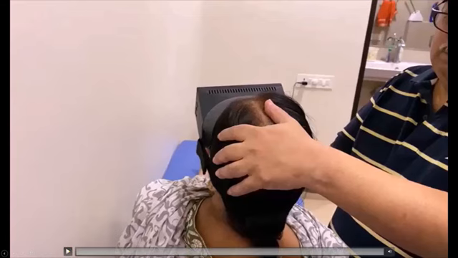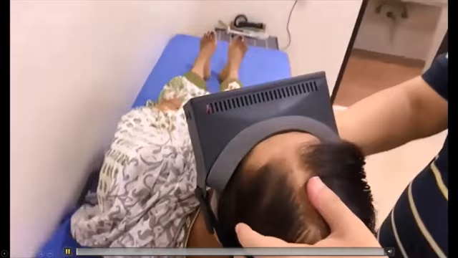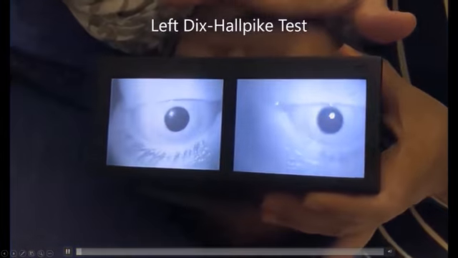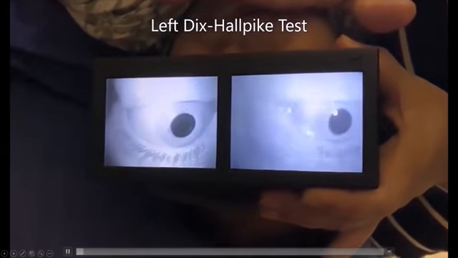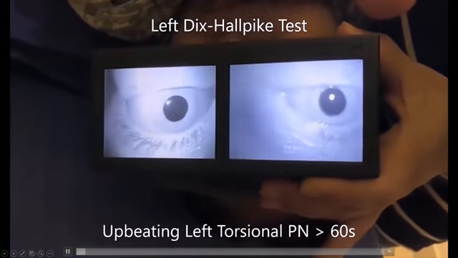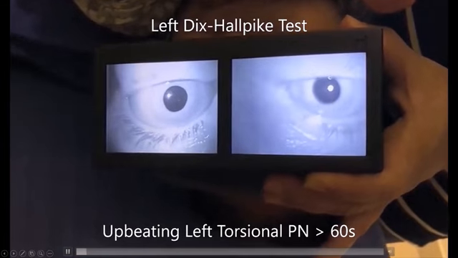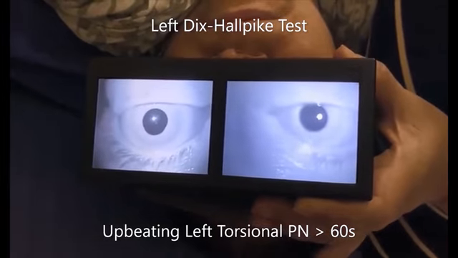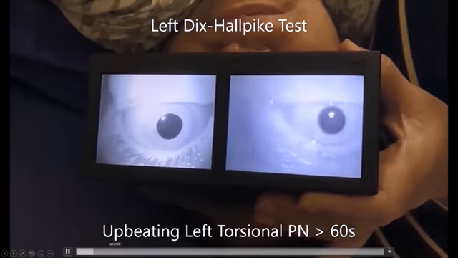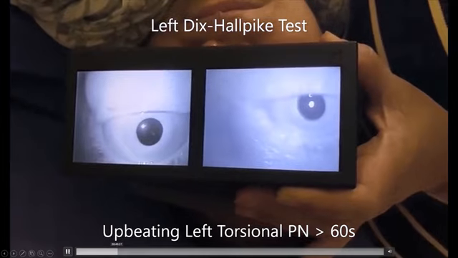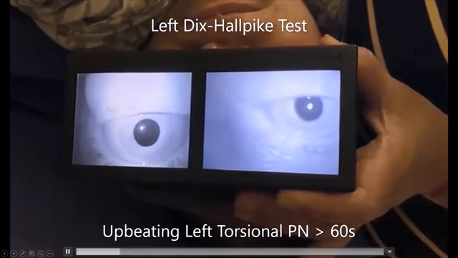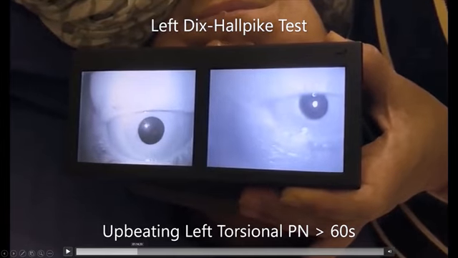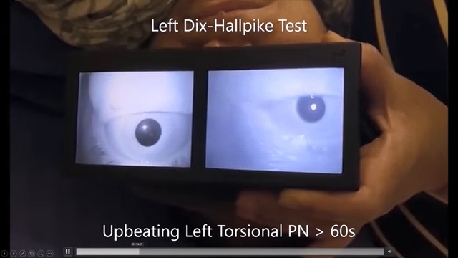This is her video. Left Dix-Hallpike test. You see an upbeating left torsional nystagmus. Scrolling it to around 50 seconds, it is still present. At 1 minute and 15 seconds, it is still present.